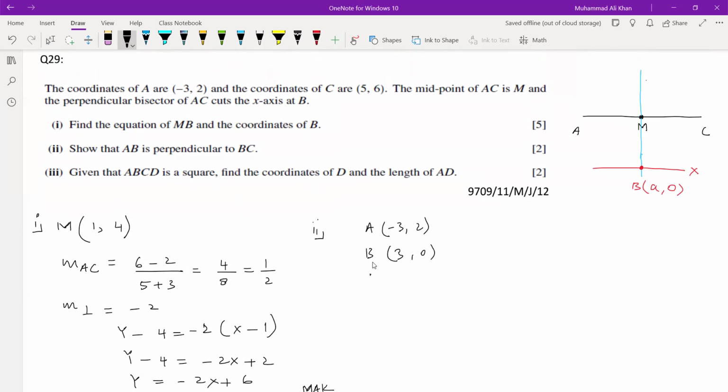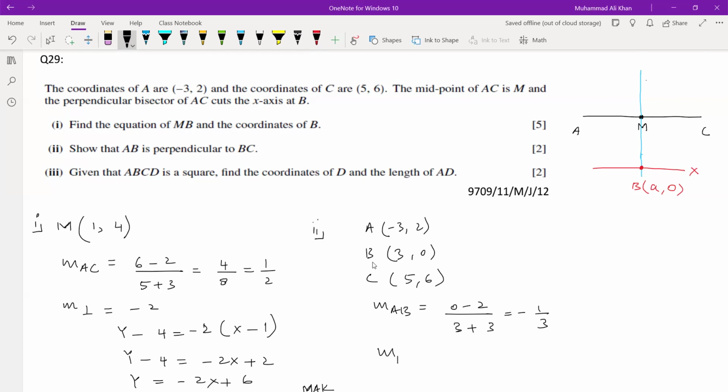And we have the coordinate of C 5 and 6. We have to prove that AB is perpendicular to BC. Calculate the gradient of AB, which is 0 minus 2 divided by 3 plus 3. The answer is minus 1 upon 3.